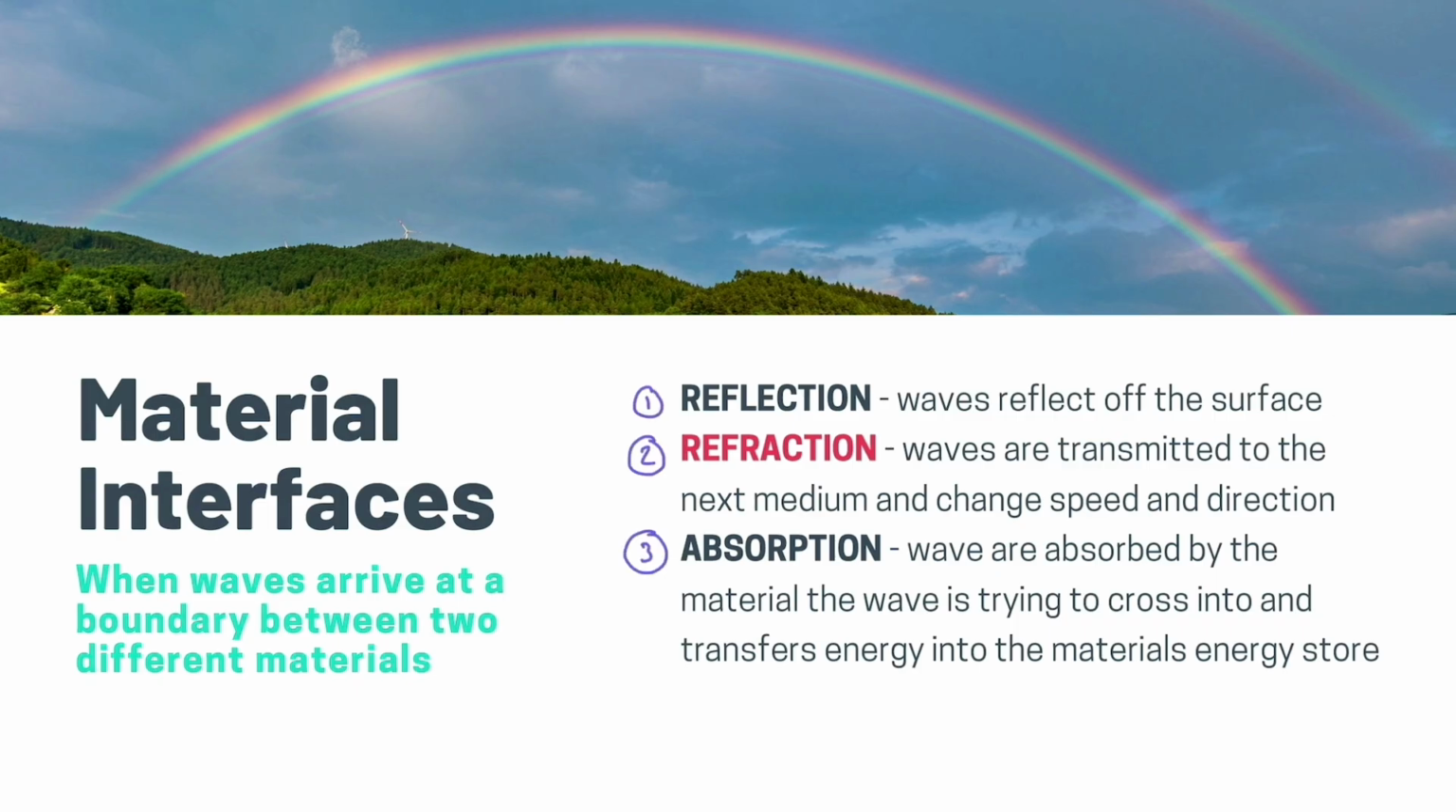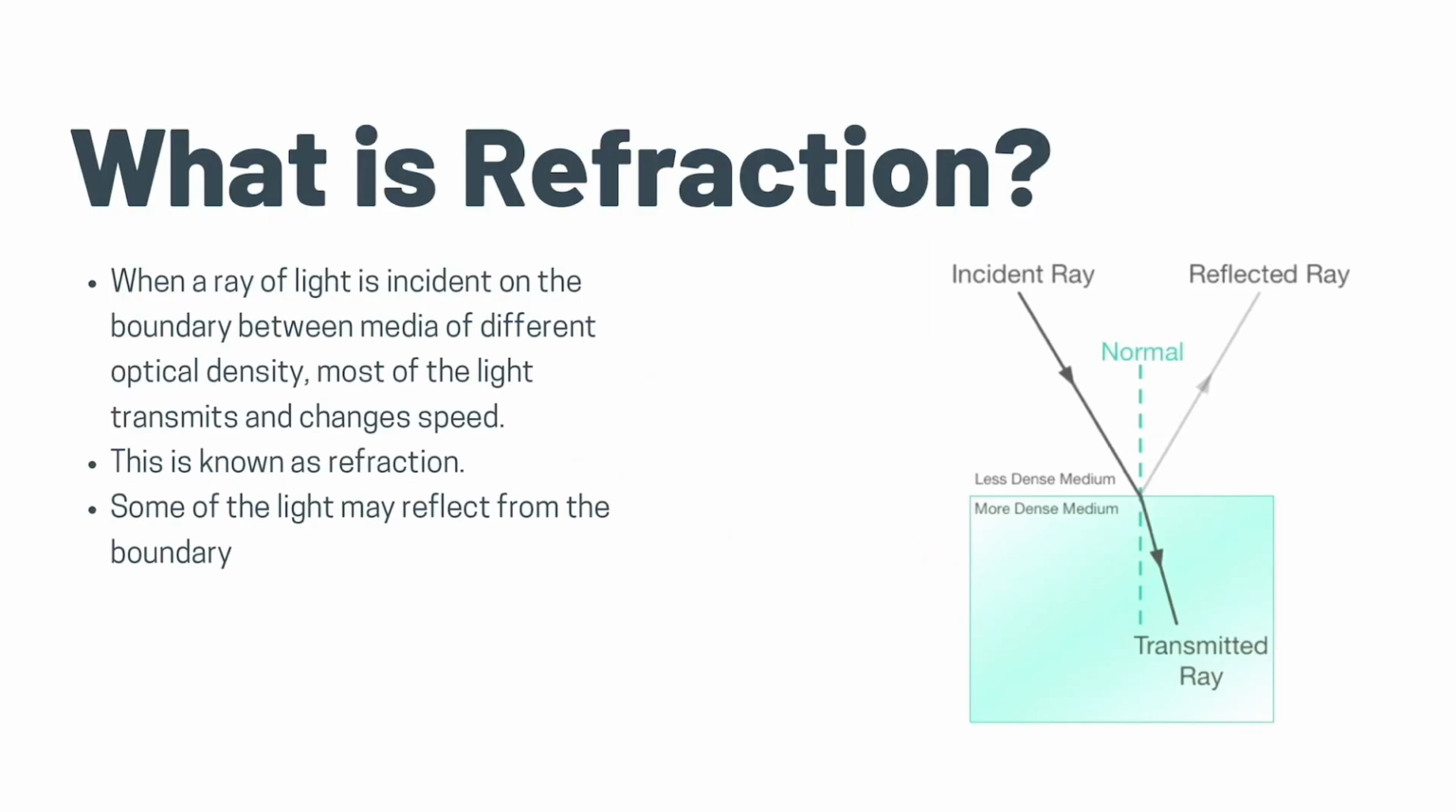The second thing is refraction. Refraction is when waves are transmitted to the next medium and change speed and direction. I'd like to now look at what happens when light waves arrive at a boundary between two different materials. When a ray of light is incident on the boundary of media of different optical density, so this is more dense, say this is glass, than air.